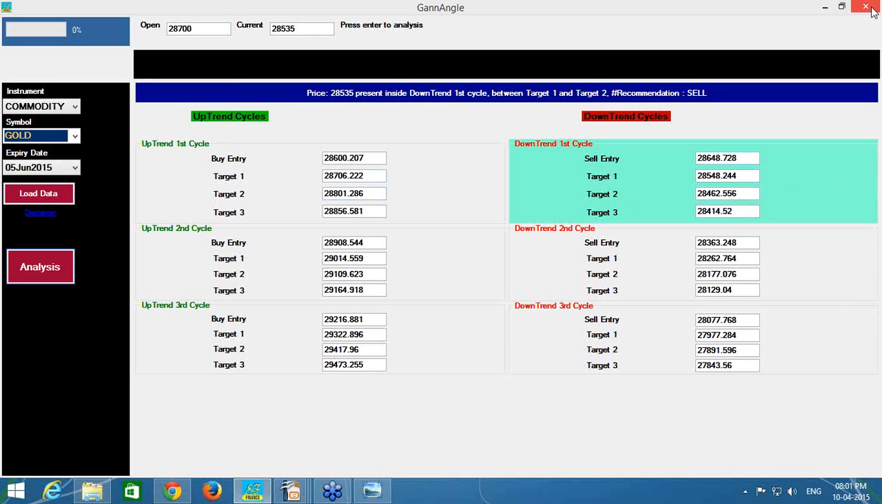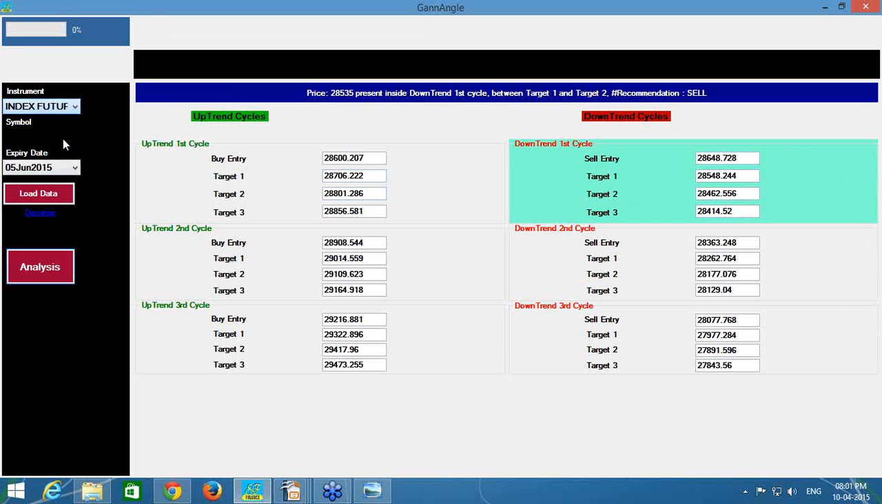For the remaining, stock and indices, you need not input any data. It fetches the very current data for our calculation.